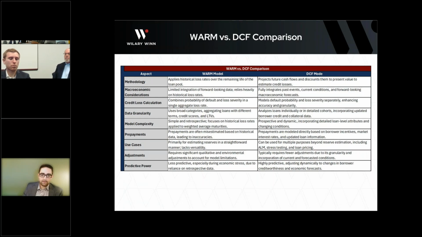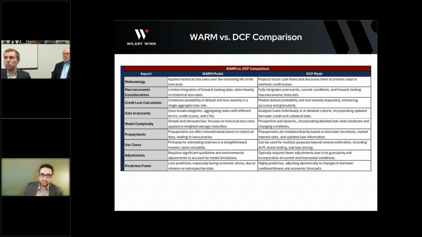Discounted cash flow models, we're incorporating those prepayments directly into the modeling. So looking at borrower incentives, current interest rates, updated loan information. So again, continuously updated, active, dynamic, responsive results.